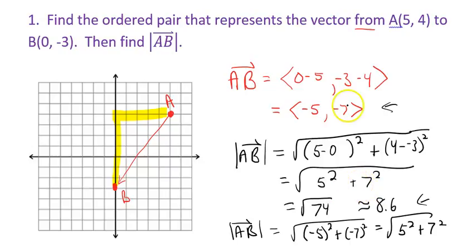So again, if they don't give you 2 points and they give you the vector, just do this part squared and this part squared in your distance formula. And I'll do some of those in a minute with some other problems where we need to find magnitude.